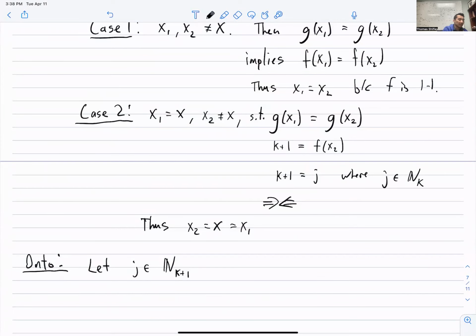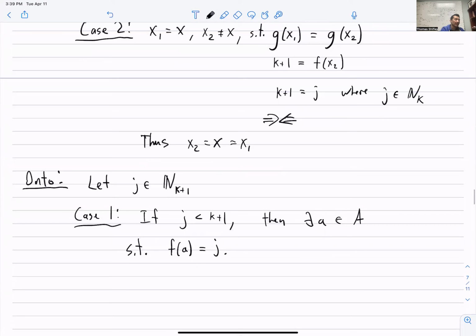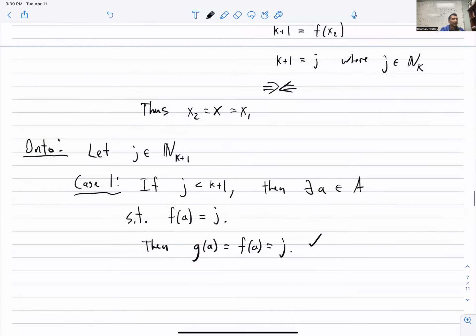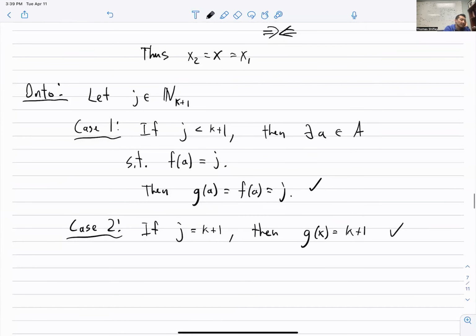How do we map to it? Well, there are two cases. Case one, if J is strictly less than K plus 1, then there exists an A in A such that F of A equals J, because we have a bijection from A to 1 through K, and so there exists an A that maps to J. Then G of A is equal to F of A is equal to J, and we're done. That's how G maps to J if it's less than K plus 1. Case two, J equals K plus 1. Then G of X equals K plus 1, and we're done. And so in both cases, we're able to hit it. So therefore G is a bijection.